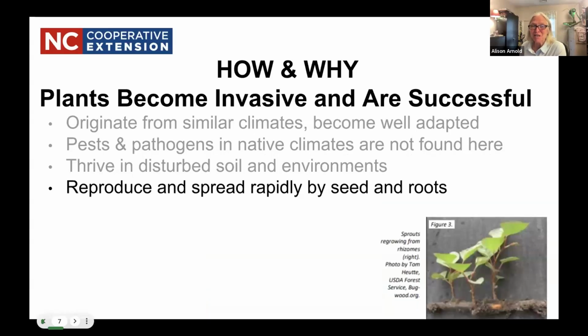Invasive plants are successful and become invasive because they reproduce and spread rapidly by seeds and roots. The seed production is enormous on many of the plants. They don't only reproduce abundant seed loads, but they also reproduce quite readily and they spread readily.